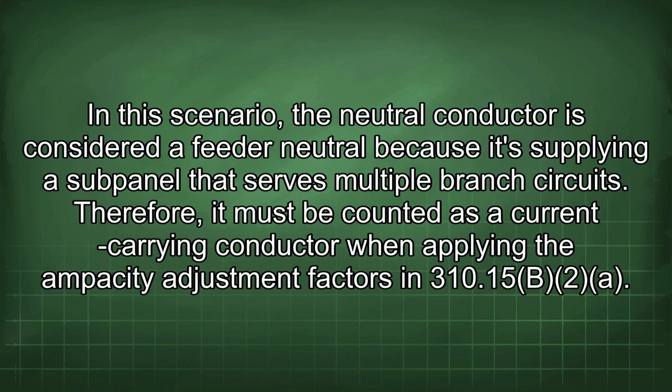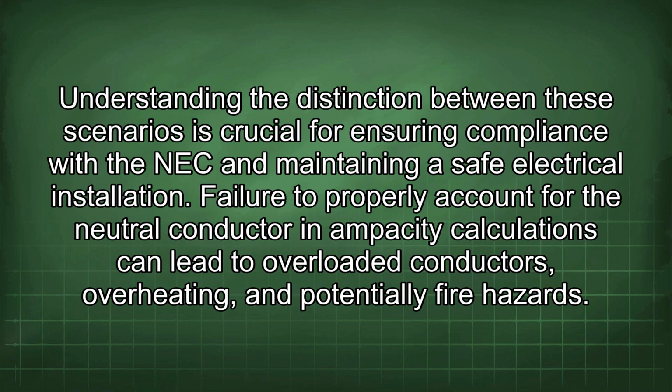In this scenario, the neutral conductor is considered a feeder neutral because it's supplying a subpanel that serves multiple branch circuits. Therefore, it must be counted as a current-carrying conductor when applying the ampacity adjustment factors in 310.15(B)(2). Understanding the distinction between these scenarios is crucial for ensuring compliance with the NEC and maintaining a safe electrical installation.